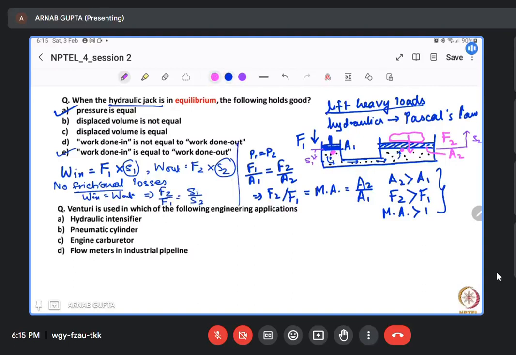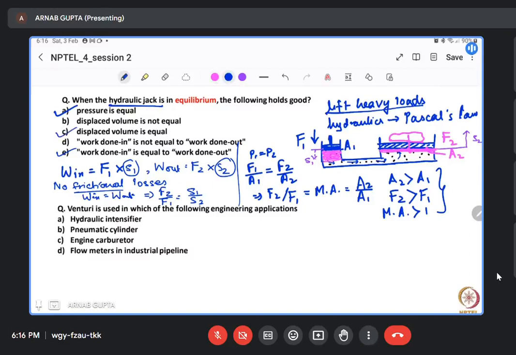You should remember that the volume of liquid that is displaced through this cylinder while piston one is going down, the same volume of liquid has to be displaced up because this is a confined space, right? So you can understand that the area of the piston plays a major role. Here the cross sectional area is low, so the displacement is high, whereas here the cross sectional area is high, so the displacement is low. So that balances out the volume of liquid. So displaced volume is equal.